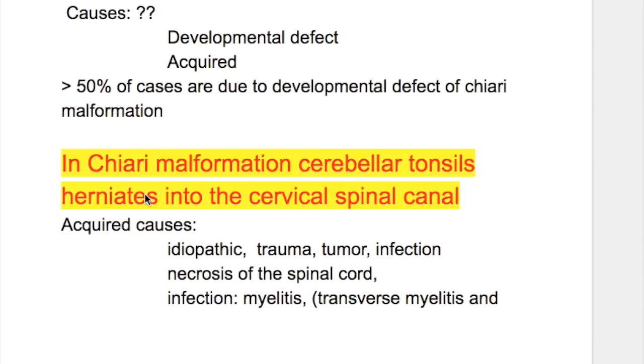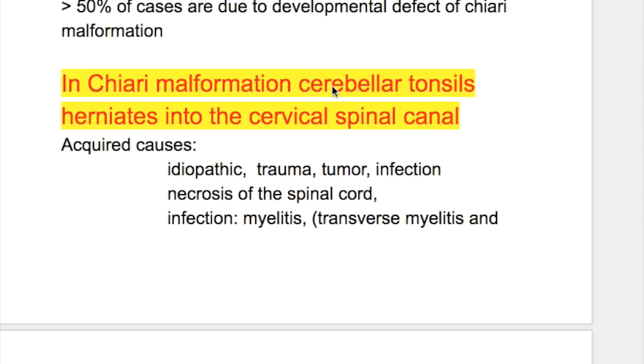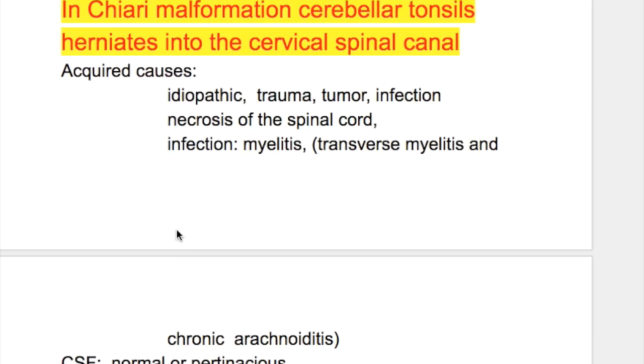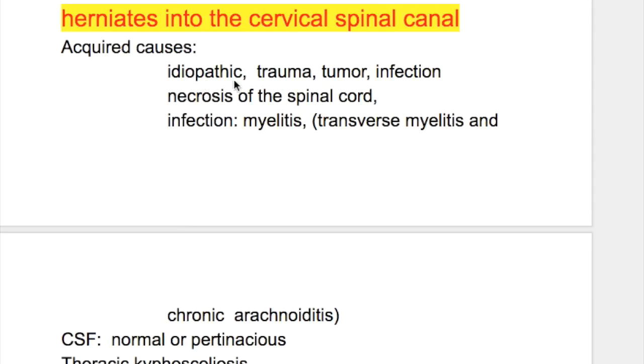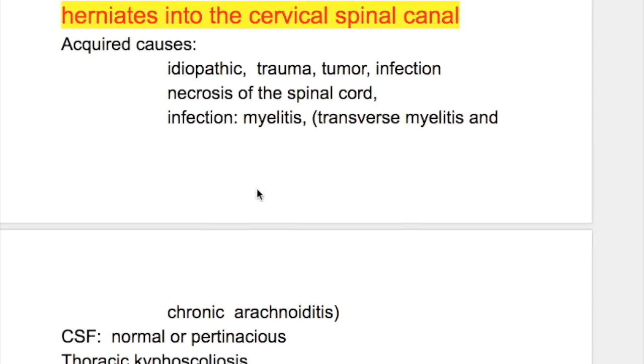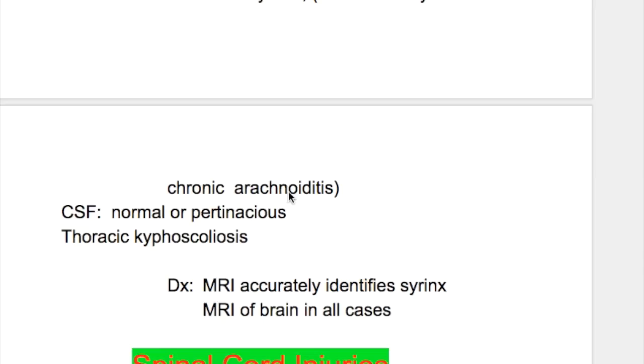And what happens in Chiari malformations? In Chiari malformations, cerebellar tonsils herniate into the cervical spinal canal. The acquired causes may be idiopathic, trauma, tumor, infection, and necrosis of the spinal cord. What infection usually causes syringomyelia? Myelitis, transverse myelitis, and chronic arachnoiditis.